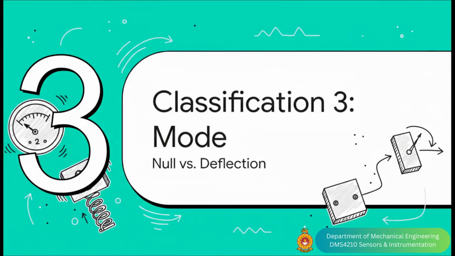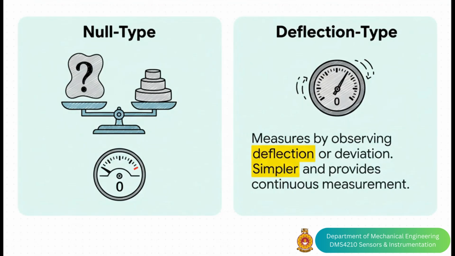All right, we're halfway there. For our third classification, let's ask a different question. How does the sensor actually get its reading? This brings us to its mode of operation, null type versus deflection type. This one is really a tale of precision versus simplicity. A null-type sensor is kind of like an old-school balancing scale. It works by comparing what it's measuring against a known value, until the difference between them is 0, or null. The actual measurement is the known value it used to get that perfect balance.